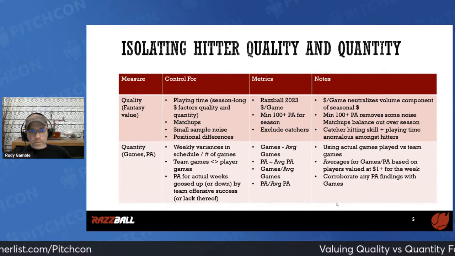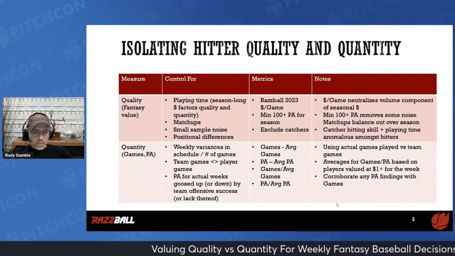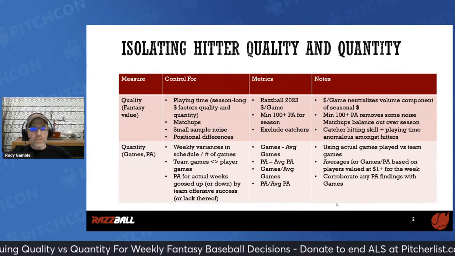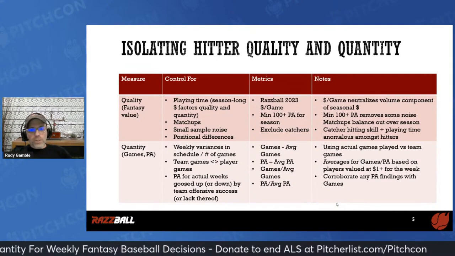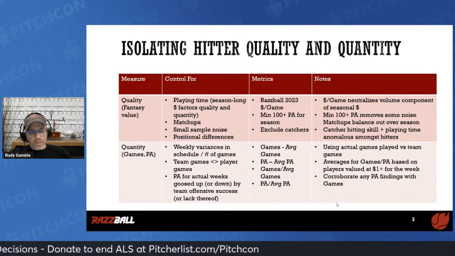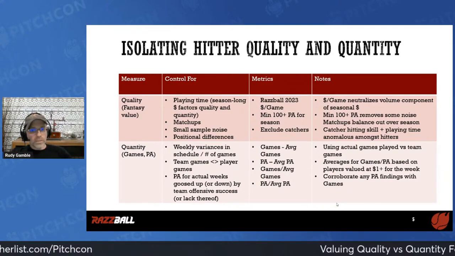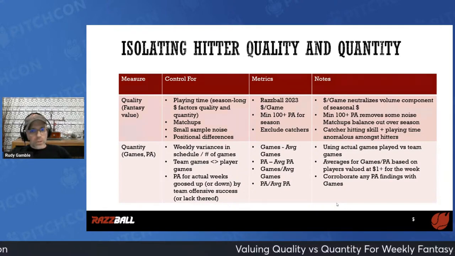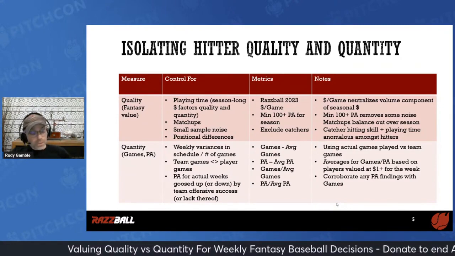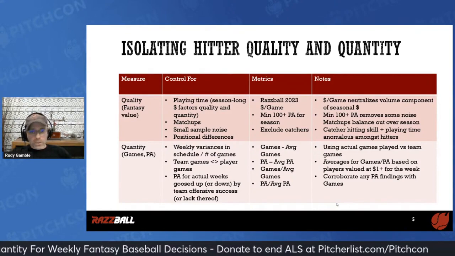So what we did for the metrics and filters is say, we're going to look at, and I say we, it's just me, but it feels like I've got this team of people and it feels really nice. Metrics are the season-long player rater, but dollars per game. So that takes out the quantity portion of it. We're going to put a threshold of at least 100 plate appearances, not 100,000 plate appearances, but 100 plate appearances per season. And we're going to just not include catchers, just easier.